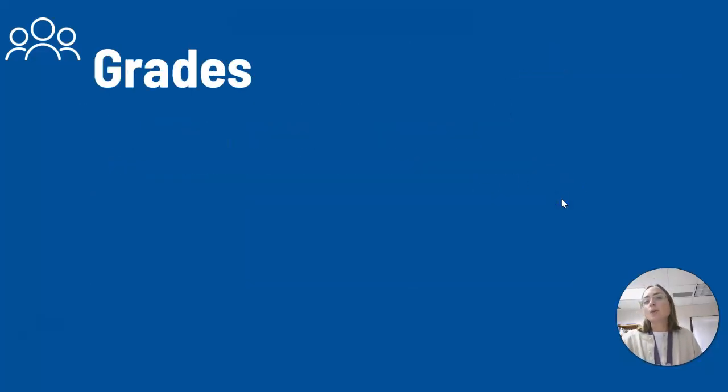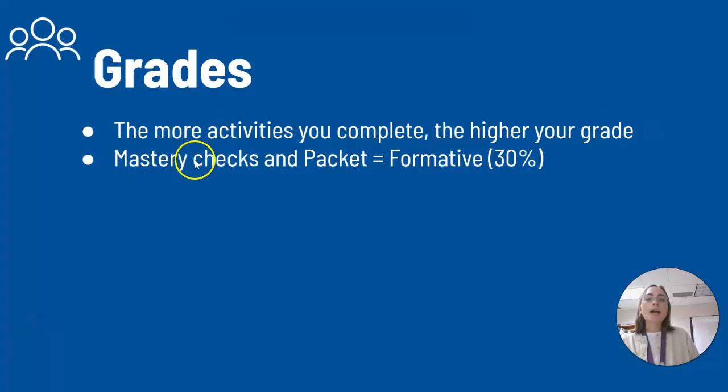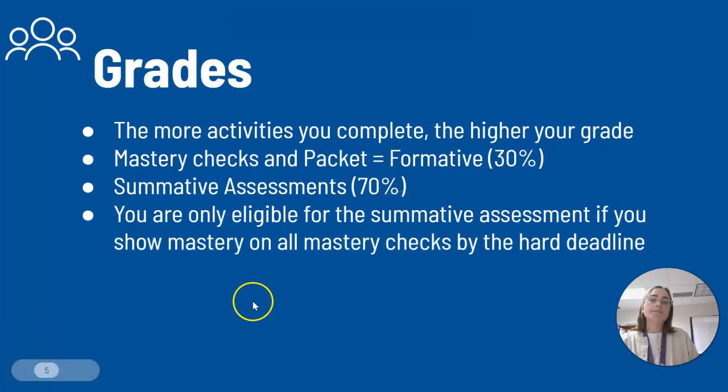So how are grades going to work in English 10? The more activities you complete, the higher your grade, like you just saw in our last slide. The mastery checks and packets are all formative grades, which are worth 30% of your overall grade, and summative assessments are going to be worth 70% of your overall grade.